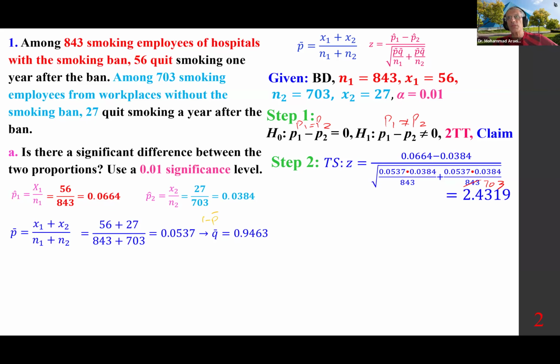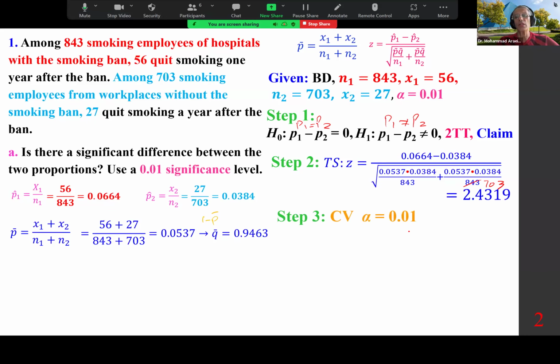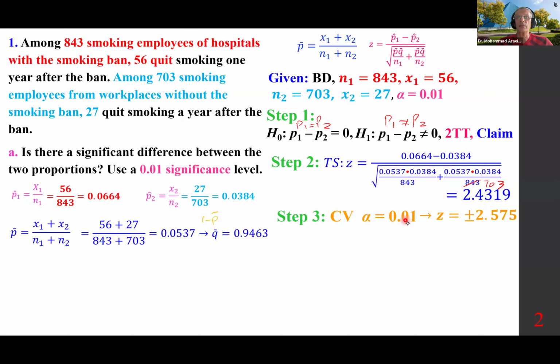Critical value comes from the choice of alpha. Alpha is 0.01. We go with the Z table. It's a two-tail test, so the total is 0.01. In each tail is half of it, which makes it 0.01 divided by 2, meaning 0.005. So Z is plus or minus 2.575 from the table, technology, you name it.